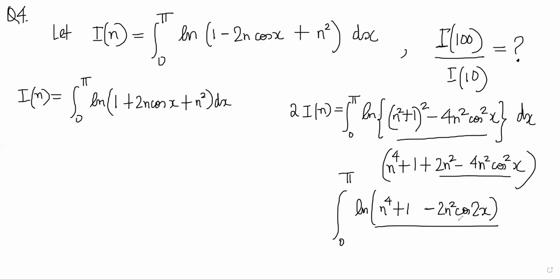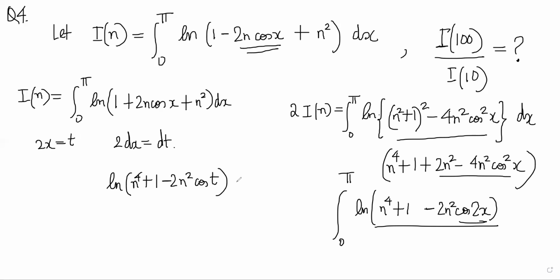Now this is first of all cos 2x with a minus, and here there was a cos x. So if you take 2x as t, so 2 dx is equal to dt, and here it will become ln of n power 4 plus 1 minus 2n square cos t, right? And instead of dx, you will have dt by 2, right? And limits will also change. So when x goes to pi, it will become 0 to 2 pi, right? So 2I is equal to this.